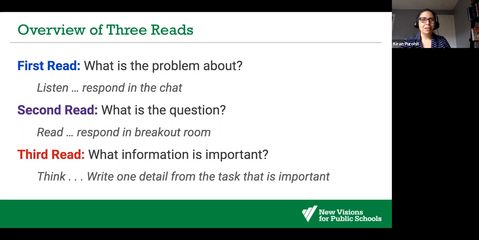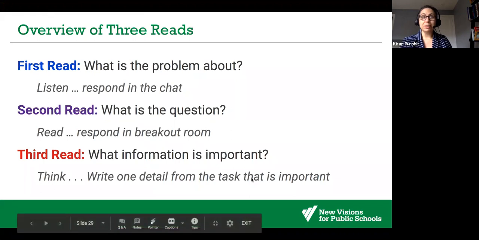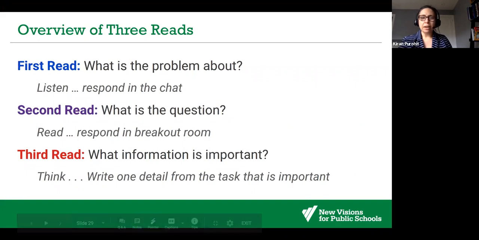So the first read is going to be, what is this problem about? You're just going to listen and then write in the chat your response to what the problem is about. The second read is going to be, what is the question? In other words, what is the problem asking for? And you're going to respond in a breakout room.